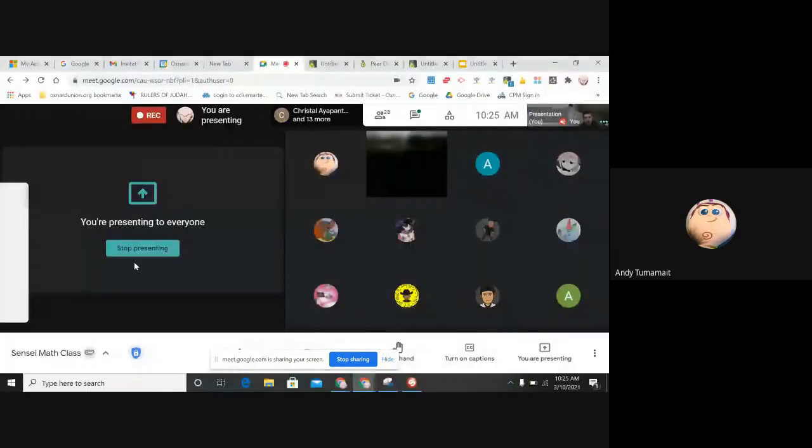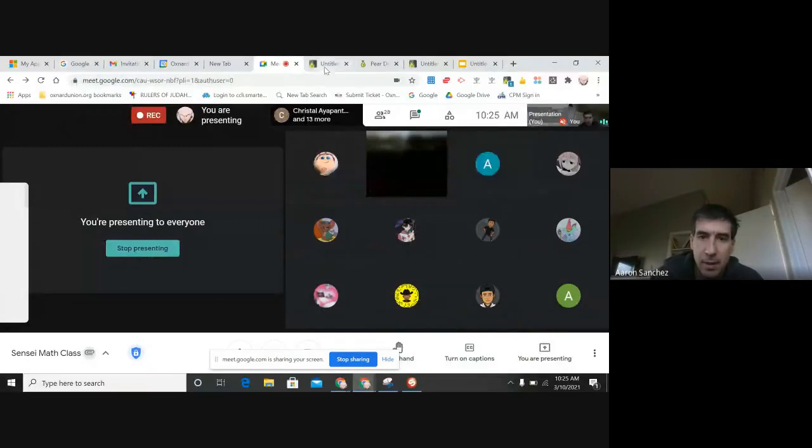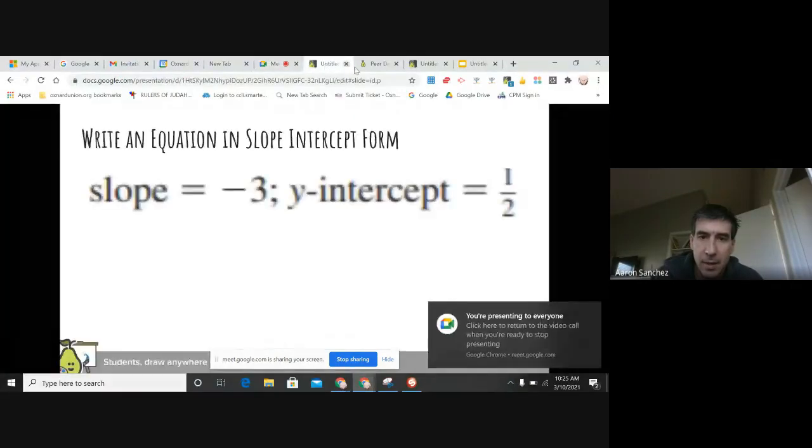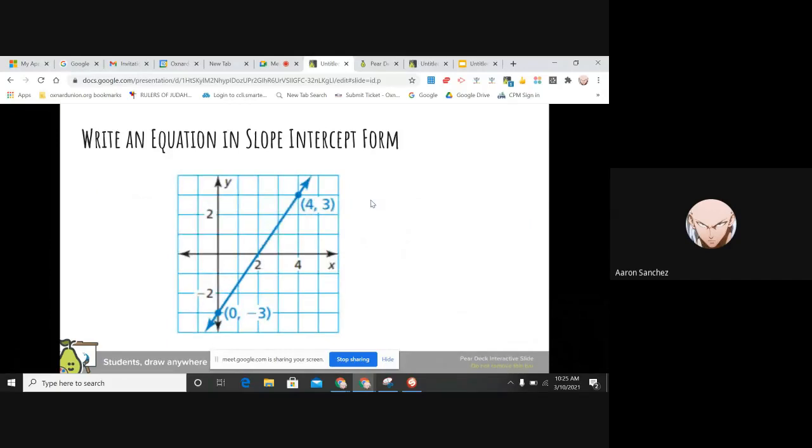Okay. All right, so let's look at the next problem on the Pear Deck that's not working for me. So y equals -2, see, we have it here. Write an equation in slope-intercept form for this. Okay, so you have your 2 points. I'm going to draw the picture.